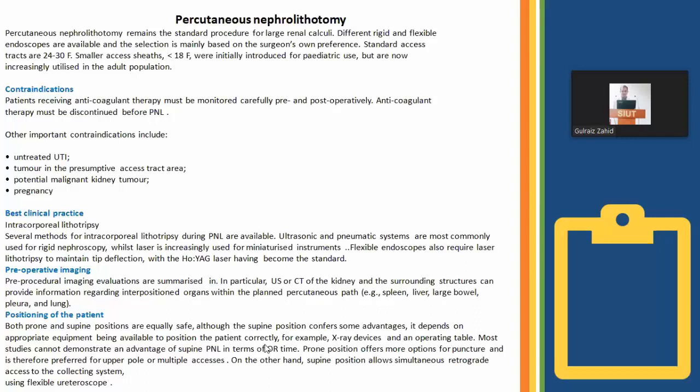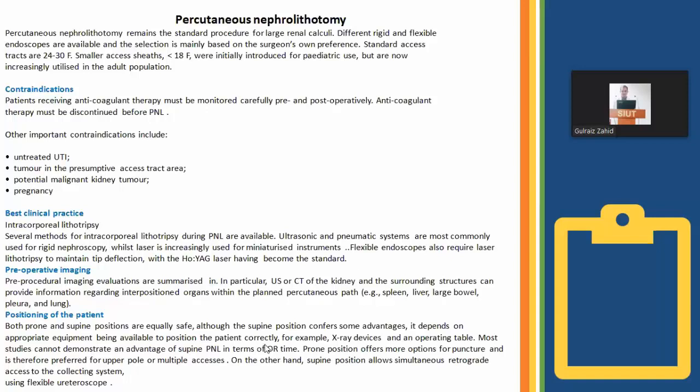Positioning of the patient. Both prone and supine positions are equally safe, although the supine position confers some advantages. It depends on the appropriate equipment being available to position the patient correctly. For example, X-ray devices and an operative table.